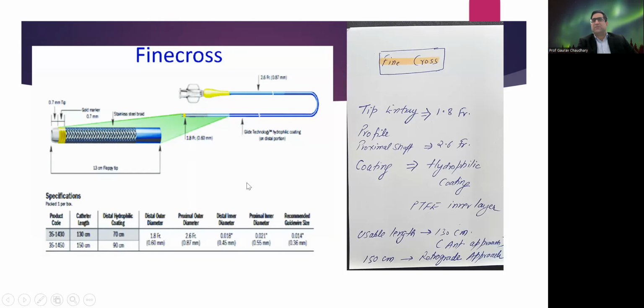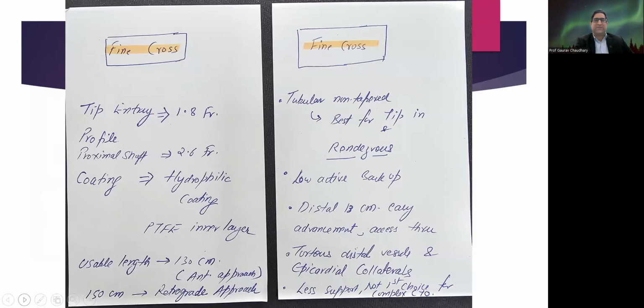Fine Cross is one of the most commonly used microcatheters. It has a stainless steel braiding with a gold marker, which is a radio-opaque tip. The tip entry profile is 1.8 French and the proximal shaft is 2.6 French. It has a hydrophilic coating with a PTFE inner lining, and it comes in two usable lengths: 130 centimeter for the antegrade approach and 150 centimeter for the retrograde approach.